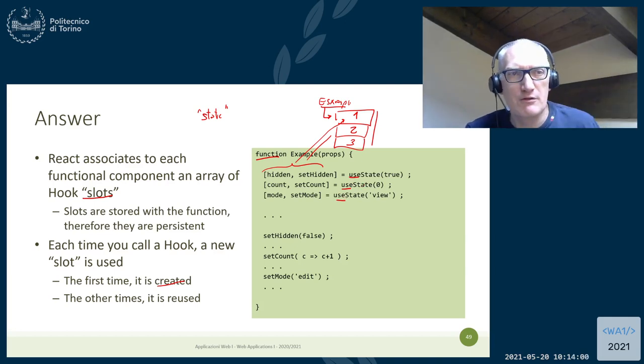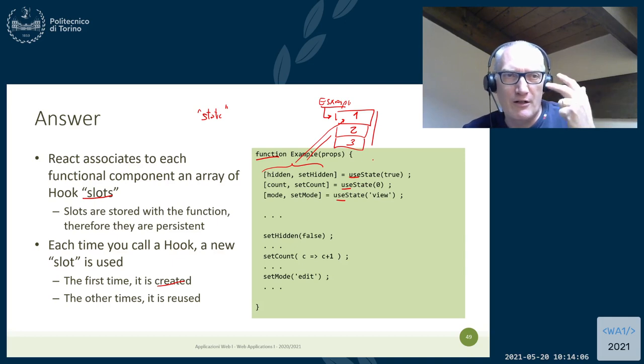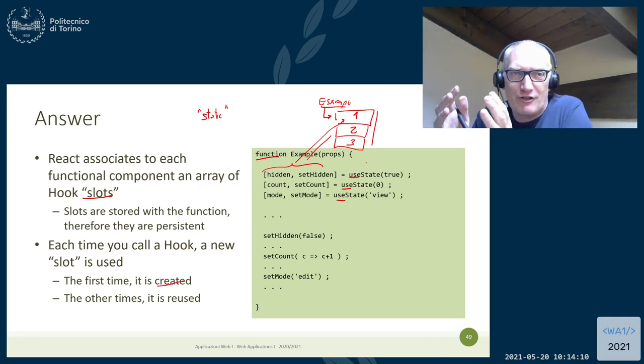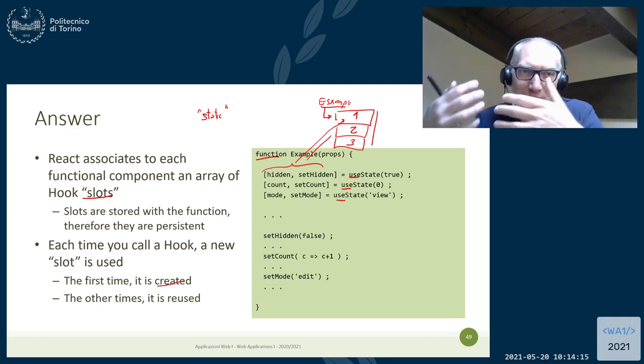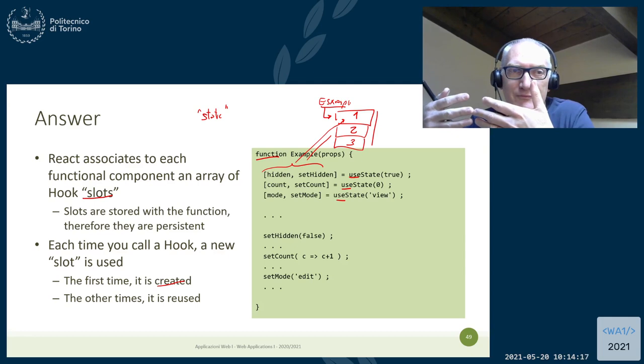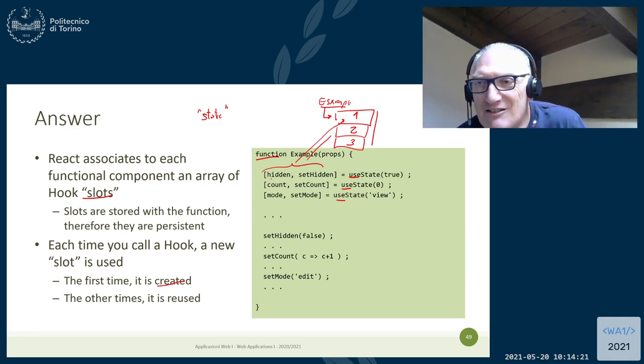This is the golden rule. Every time you call a function, the hooks, state, effect, whatever, context, should always be called in the same order, so that in the second call, in the third call, you link the old object with the new ones in the proper way. Okay? It doesn't remember this hidden variable.